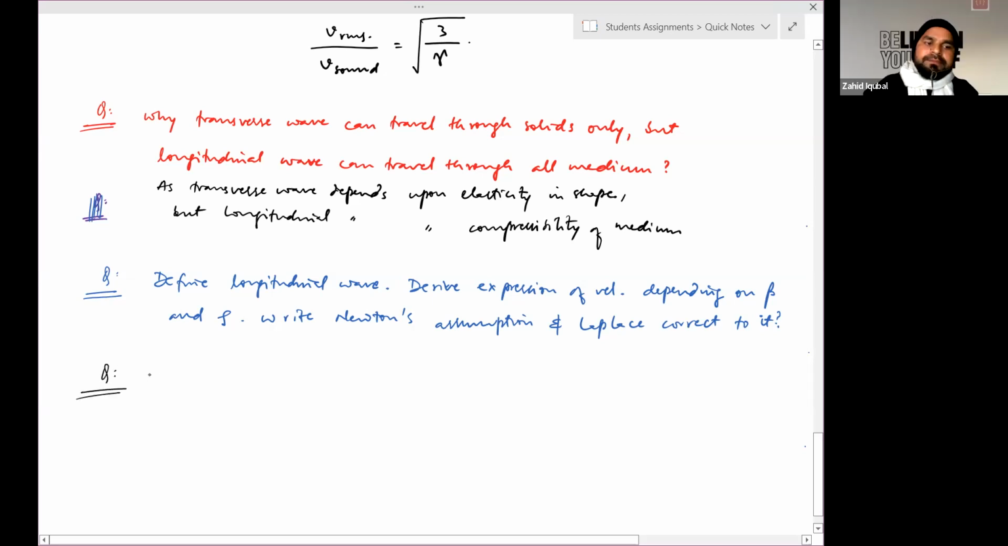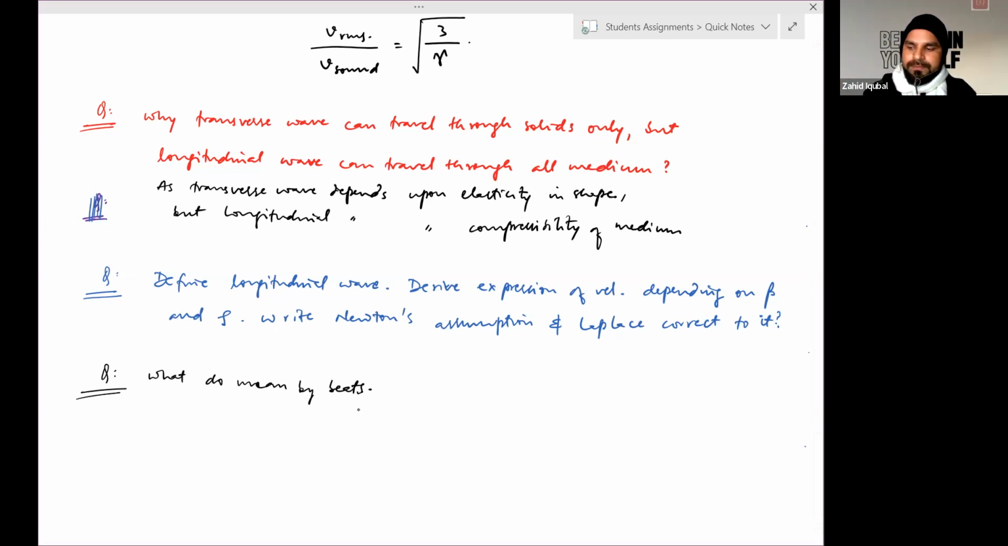Next question will be: what do you mean by beats? And you'll be given two different equations on the basis of which you have to calculate the beat frequency, like what we did above from the assignment part. So there will be a numerical on this particular calculation of beats.